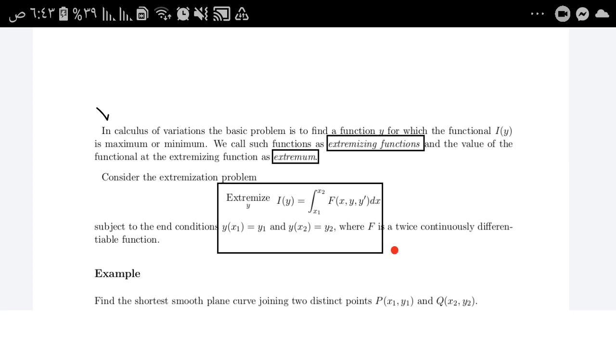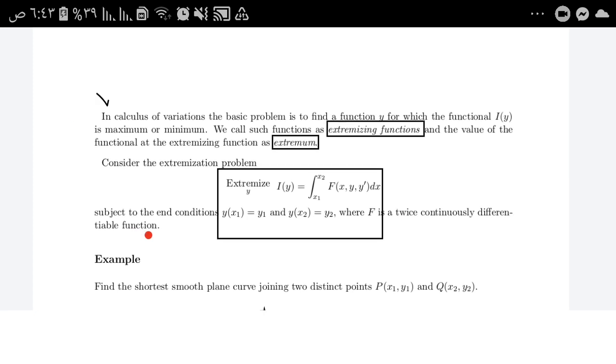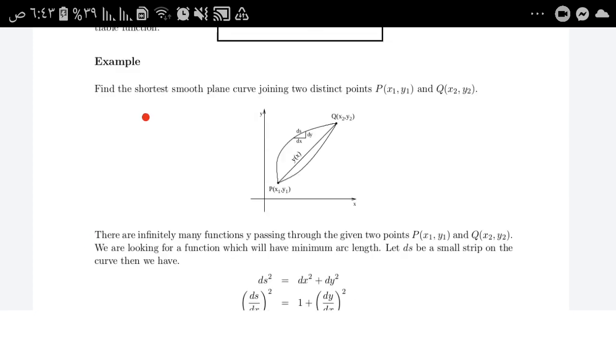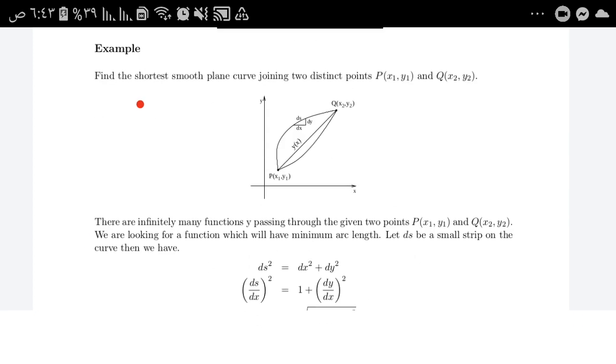The structure of a calculus of variation problem. Okay, let me check the example. Look at this simple example.